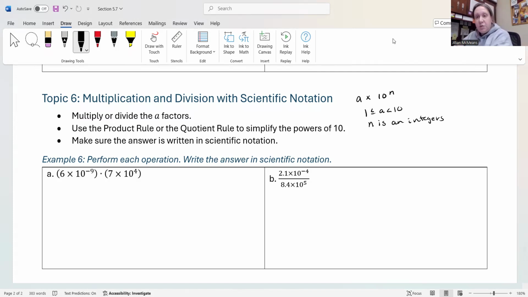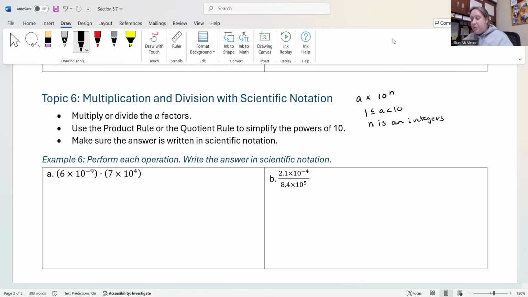Now, what we do is we basically split these numbers up. When you multiply or divide two numbers that are in scientific notation, you take the a factors and multiply or divide those. Then you take the power of 10 factors and multiply or divide those. At the end, you simplify your answer and make sure it's either in decimal notation or scientific notation, depending on what the question asks.